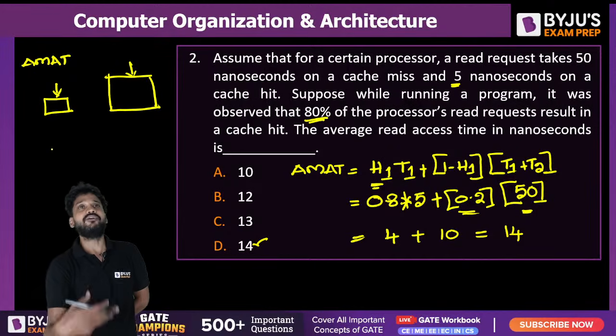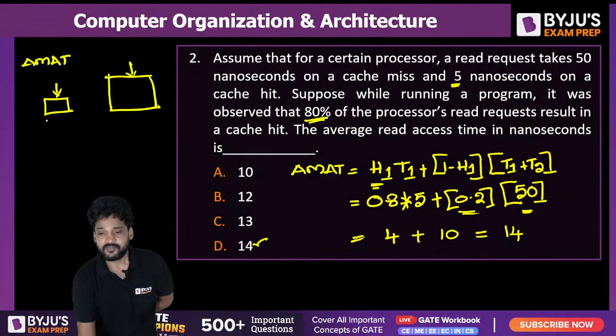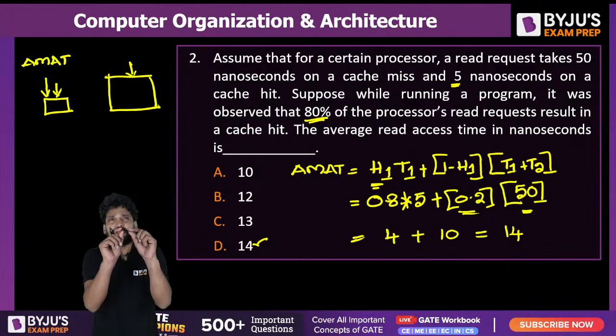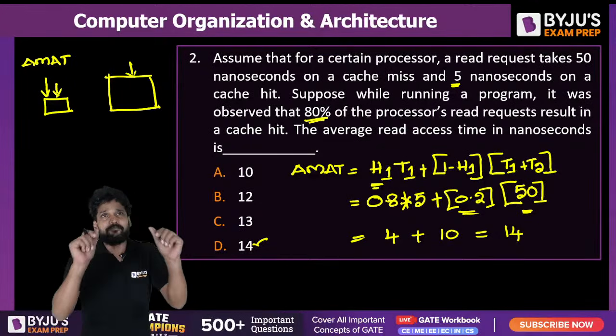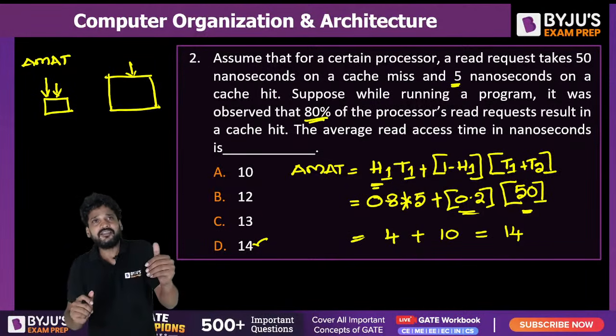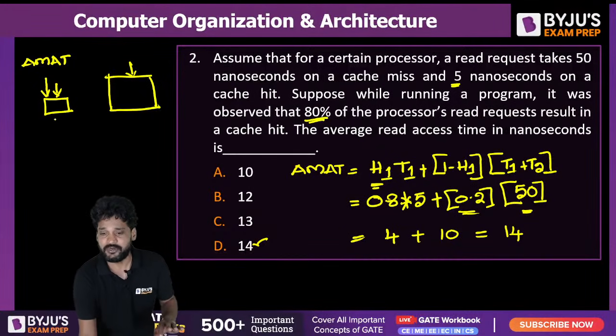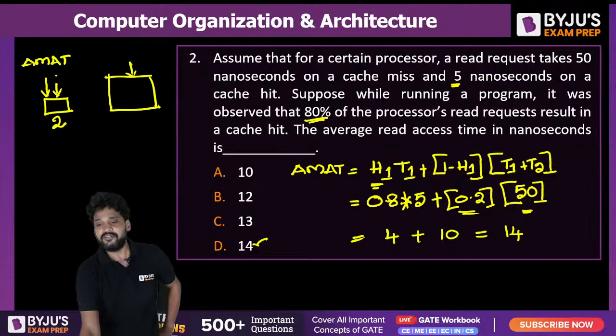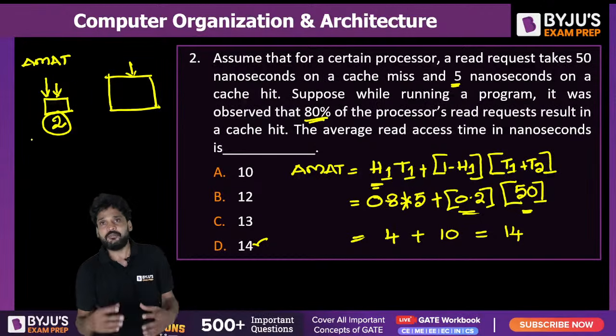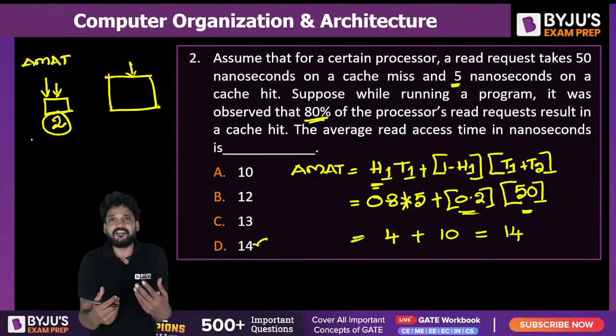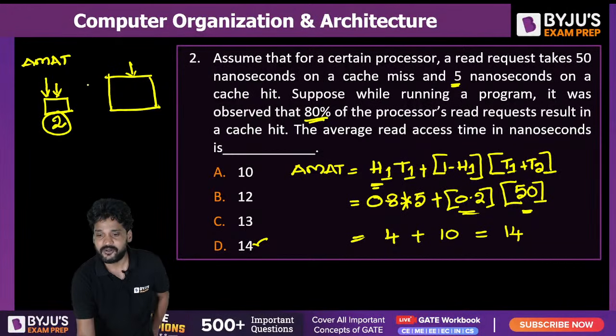But here we need to understand that when the CPU goes to this cache memory initially, it is going to take some time to find whether the information is available in the cache memory or not. For instance, say cache memory takes 2 nanoseconds. So when the CPU performs a search within the cache memory, obviously it is going to take 2 nanoseconds, after which it finds that the desired information is not there. Then it goes to the main memory.